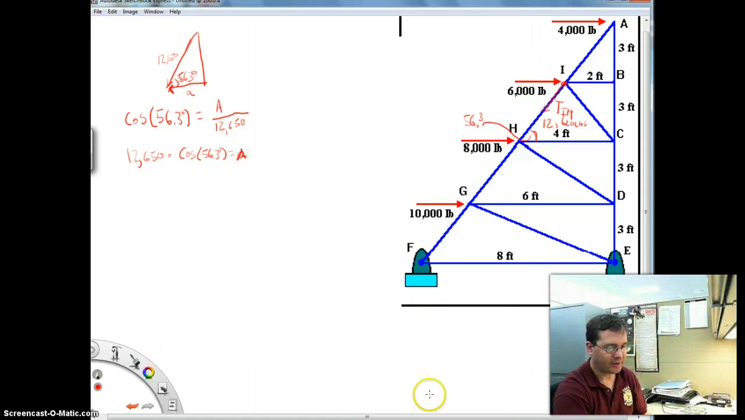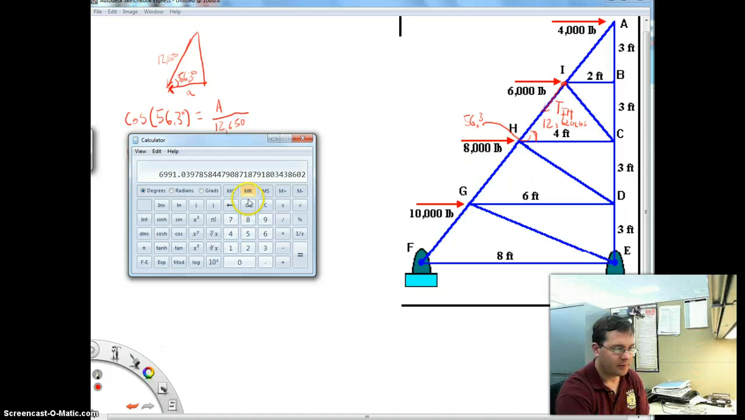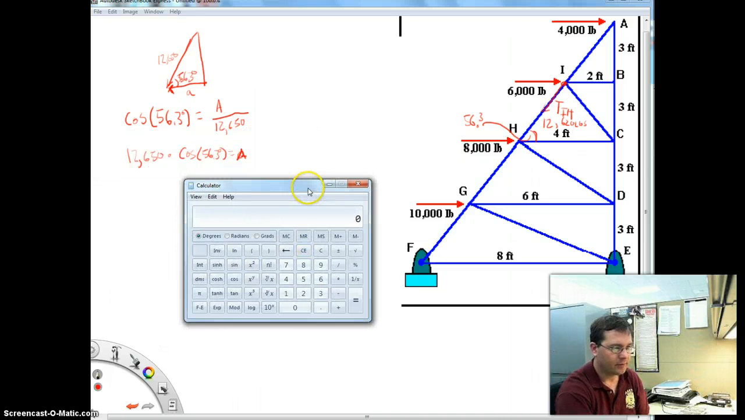So again, using the calculator, I'll take 56.3, take the cosine of it, multiply that by 12,650. Oops.